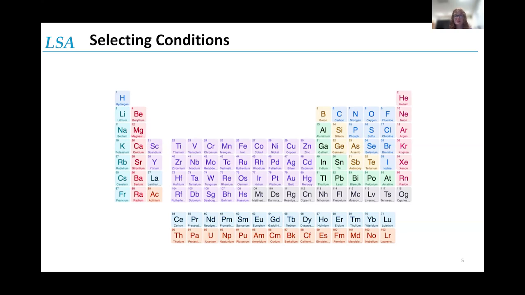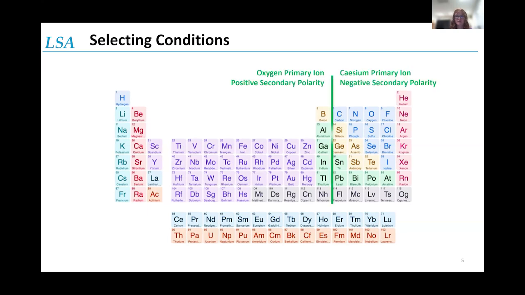And we optimize the conditions that we use for the elements we're interested in. So most SIMS machines have an oxygen beam and a cesium beam. Oxygen is normally ionized to O2 plus and cesium to cesium plus. With the oxygen beam, we tend to use positive secondary polarity, and with the cesium beam, we use negative secondary polarity.